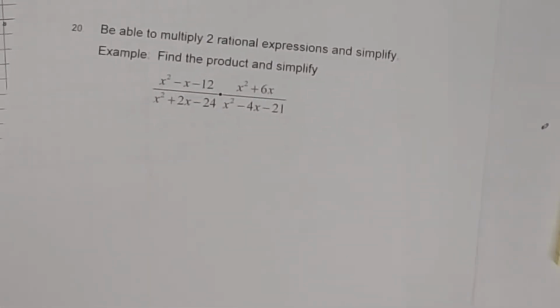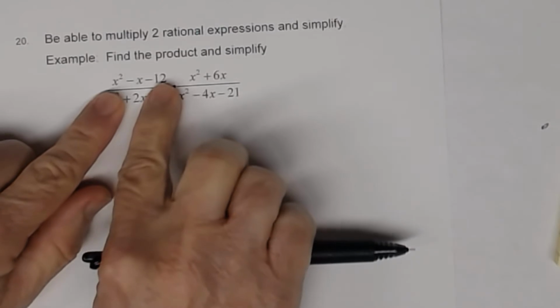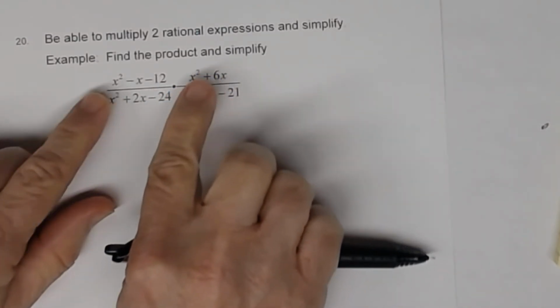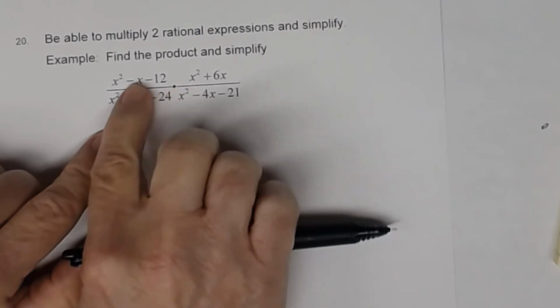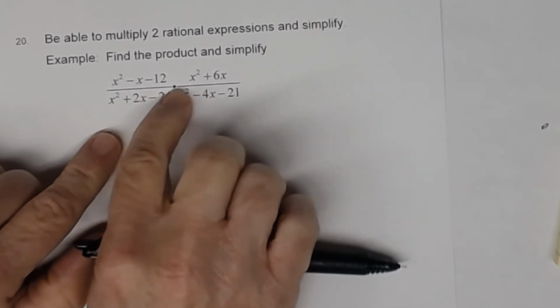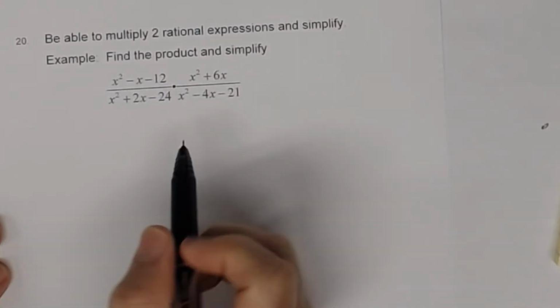you need to be able to multiply two rational expressions. All right, so in multiplying two rational expressions, you first of all need to factor each of your numerators and denominators. So this is a product right here. You have this rational expression times this rational expression. So let's go ahead and factor this numerator.